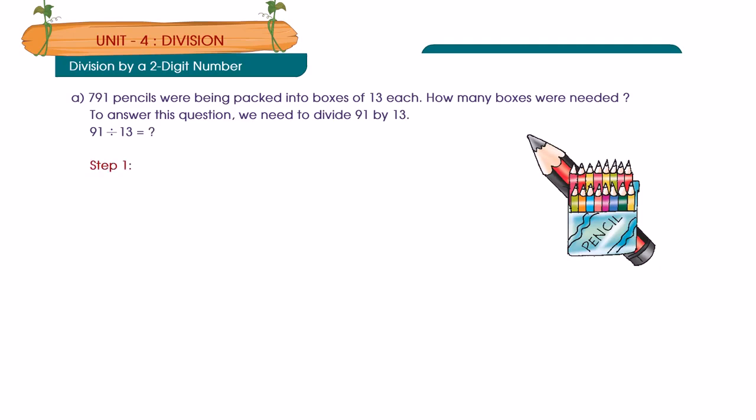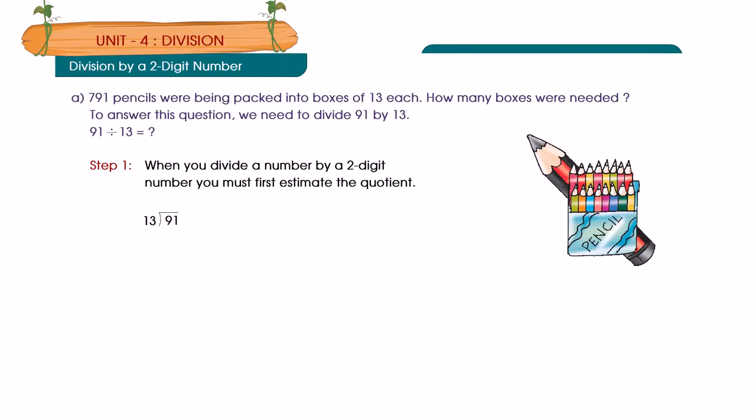Step 1. When you divide a number by a 2-digit number, you must first estimate the quotient. 91 divided by 13 rounds to 90 divided by 10. To solve this, think of 9 divided by 1, which gives us 9 as the quotient. The estimated quotient is 9.